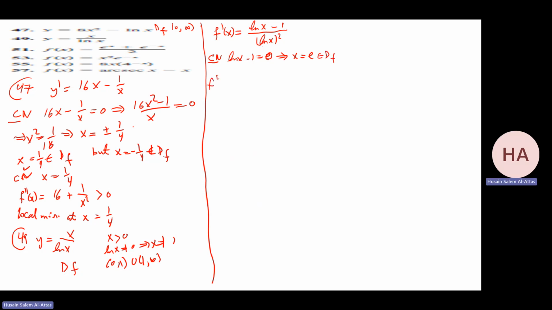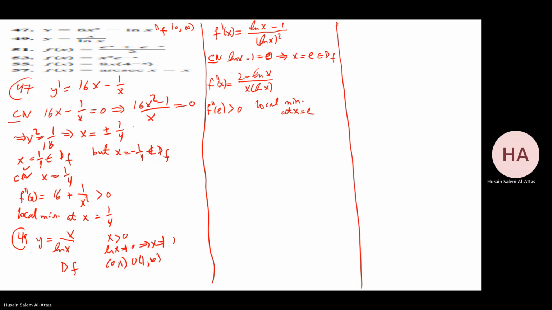f double prime will be what? If we do the calculation, you will get 2 minus ln x over x (ln x) cubed. Check f double prime at e. That will be 2 minus 1, which is positive. e times that will be positive. Check the sign. I don't care what the value is. So I have a local minimum at x equals e.